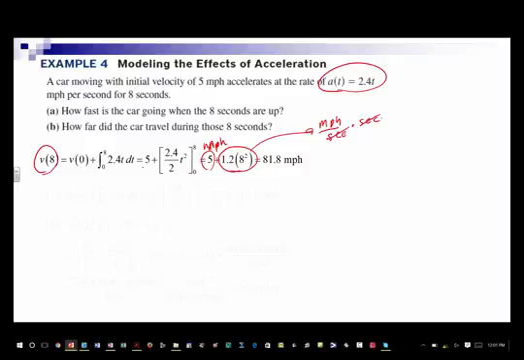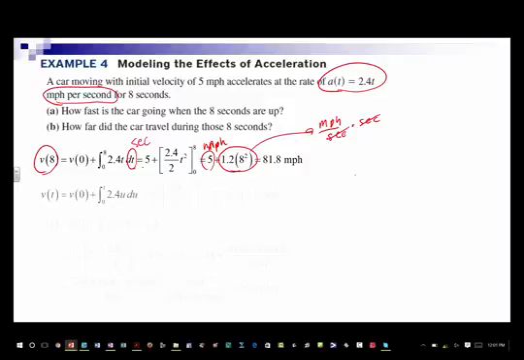More generally, wait, why is it miles per hour per second? Well, because the acceleration was in miles per hour per second, and when we multiply by dt, that's in seconds. So that's why this particular unit is so strange.